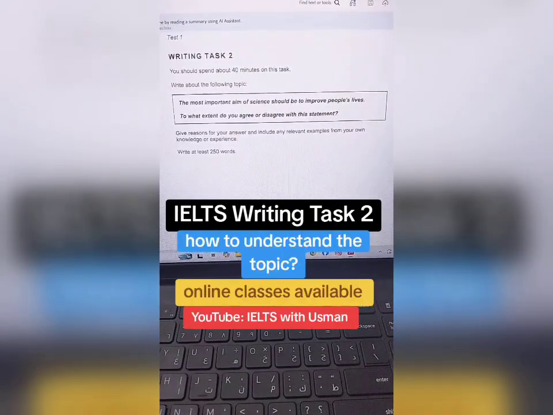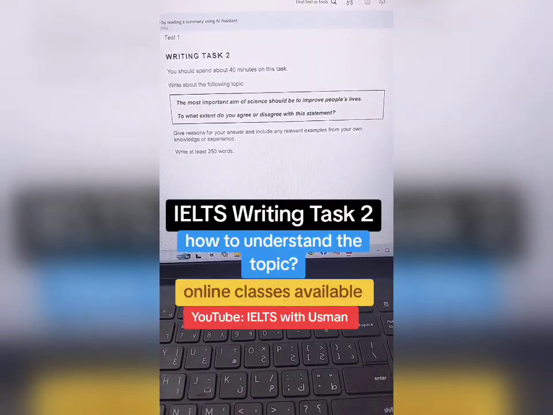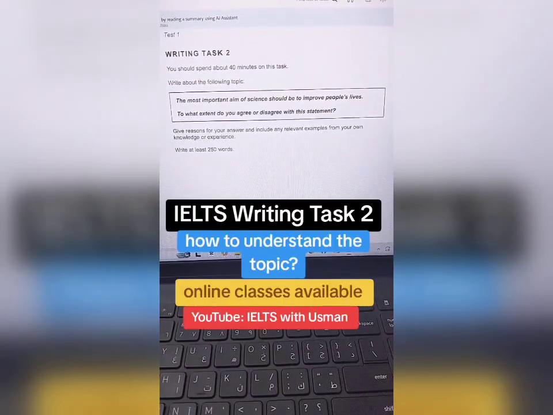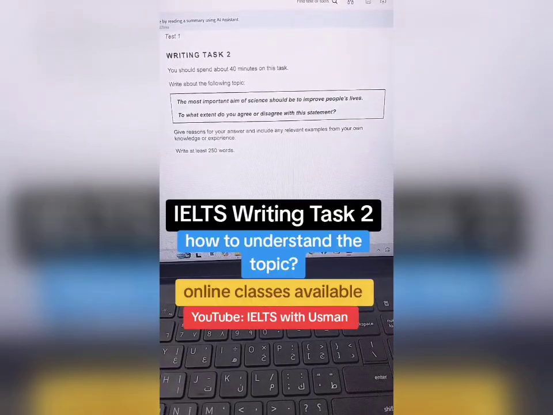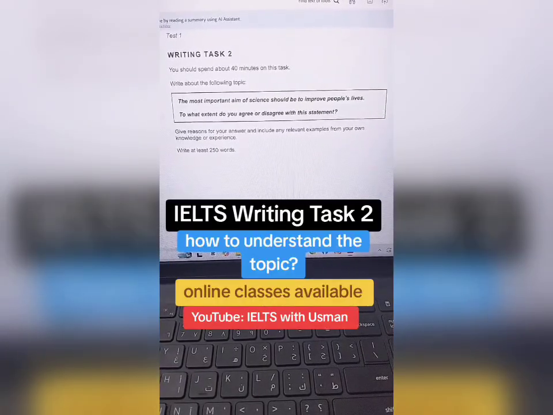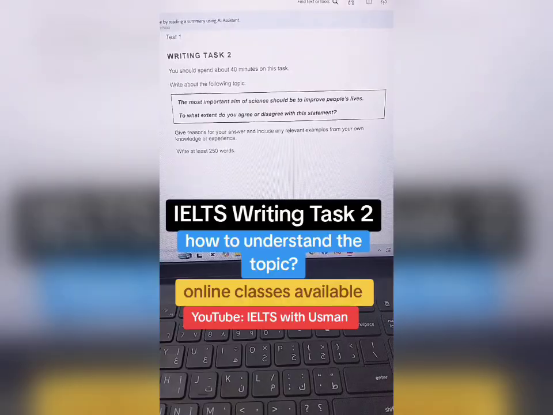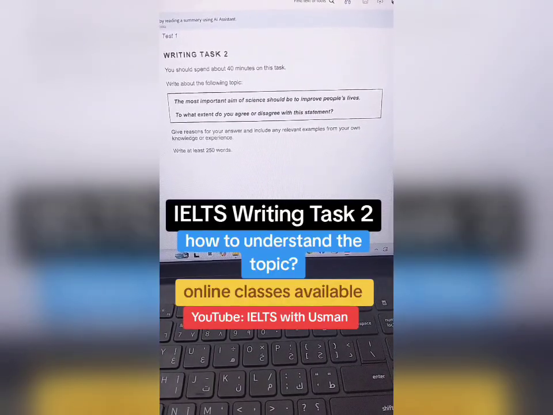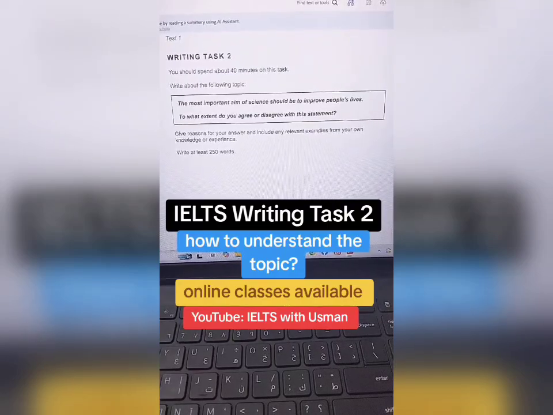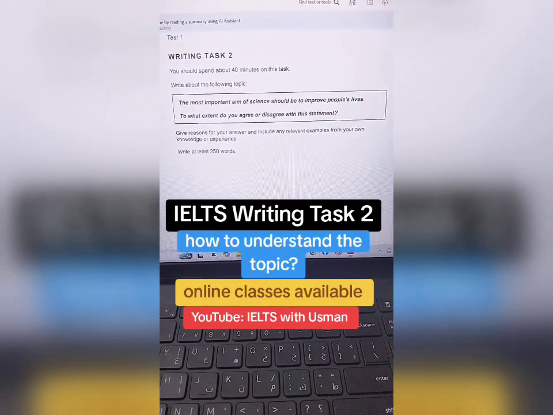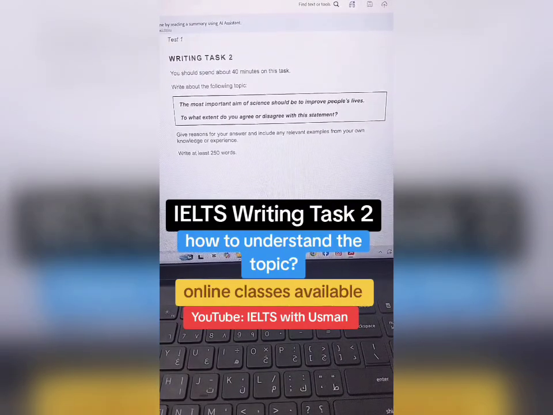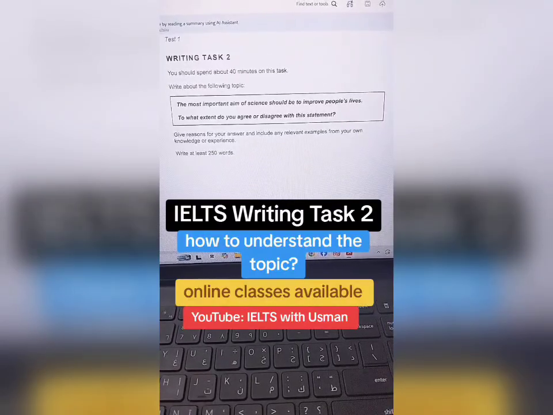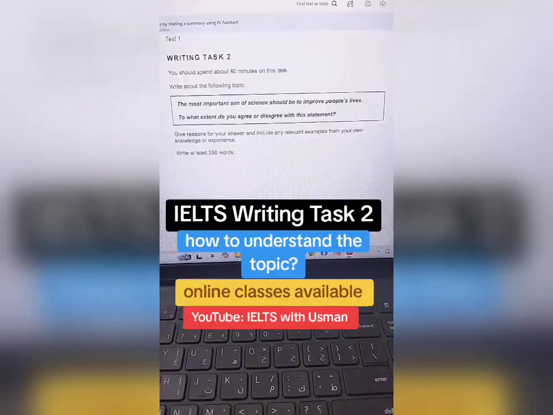So the second part will tell you what structure you are going to follow for this essay. For example, you are seeing that to what extent do you agree or disagree with this statement. So this second part will tell you what type of essay you are going to write. It is an agree disagree essay.